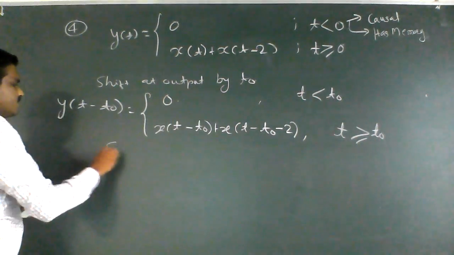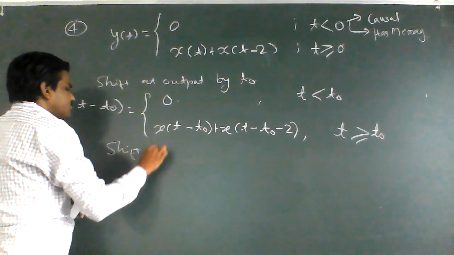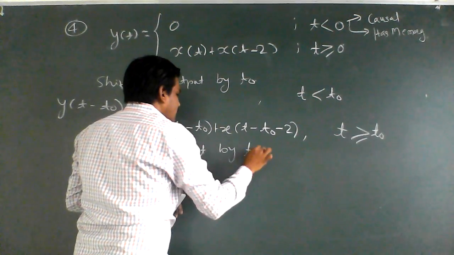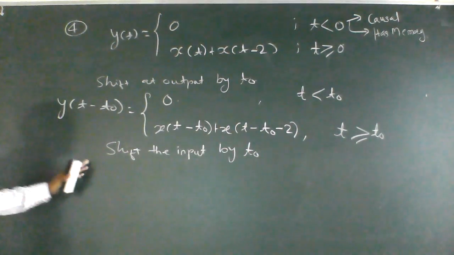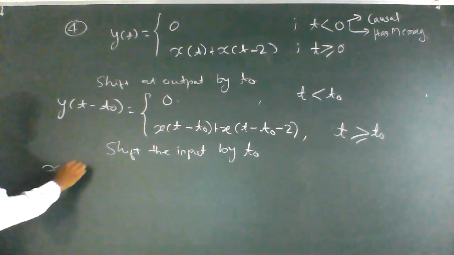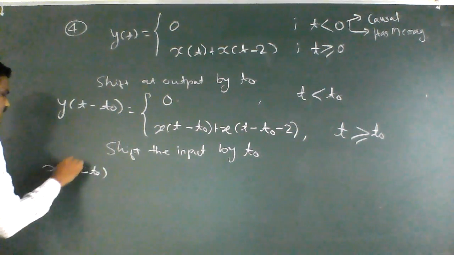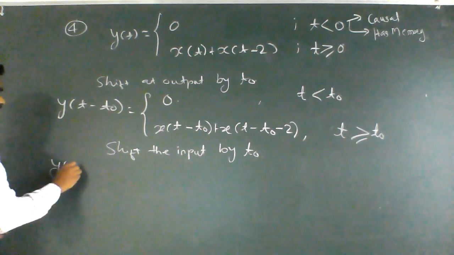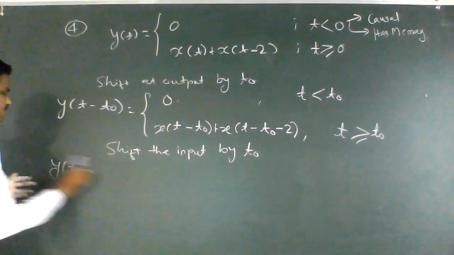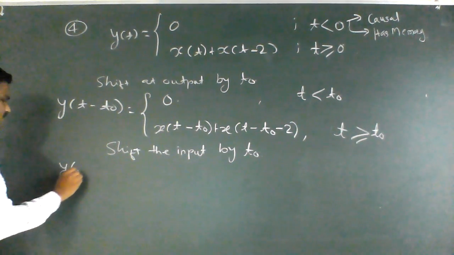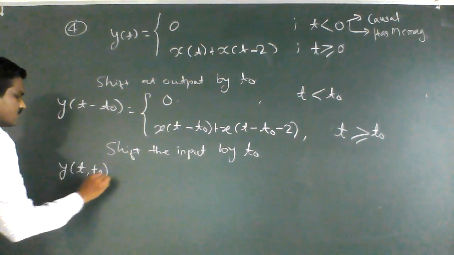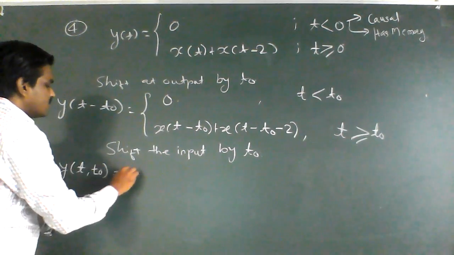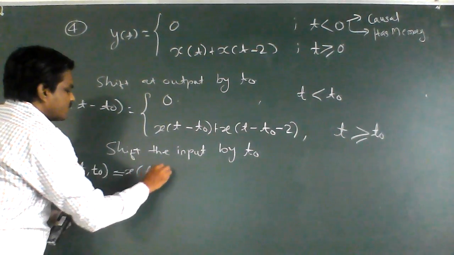Now let us shift the input by t0. If we shift the input by t0, we represent it as x of t minus t0, or we can represent it in terms of y also, y of t comma t0, which is nothing but x of t minus t0.